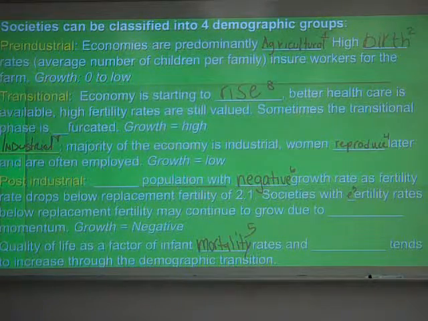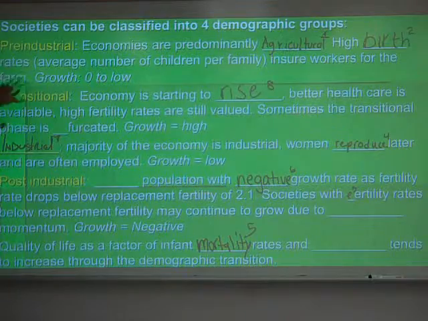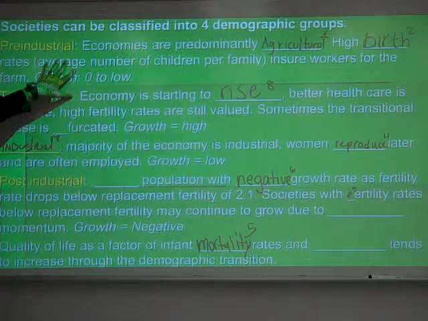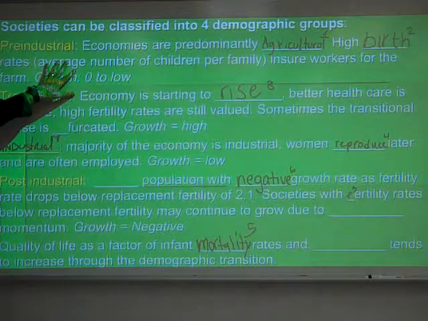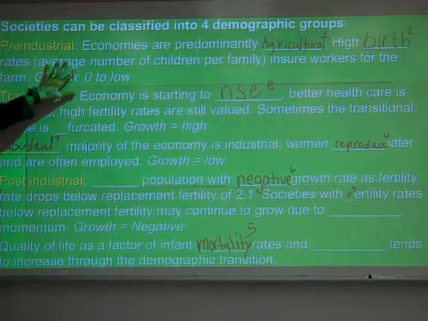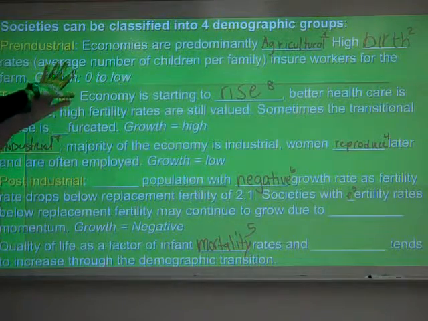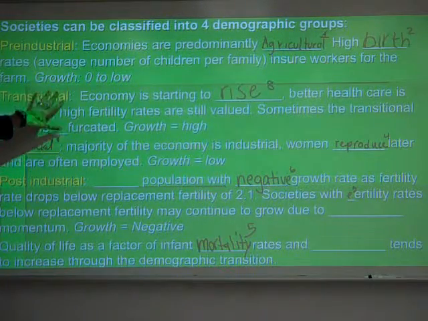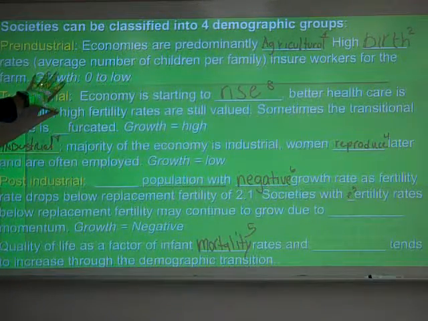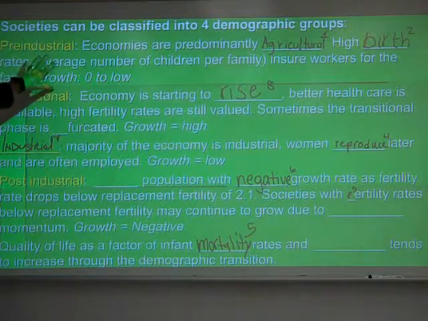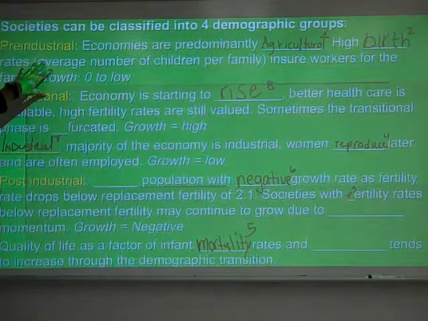The high birth rates not only give people for the farm, they tend to come with high infant mortality rates, sadly. When couples have children, a lot of times there's a good chance that child is going to die before the age of 10. Then they will tend to have more children for obvious reasons. So they have high birth rates, but they also have high death rates.